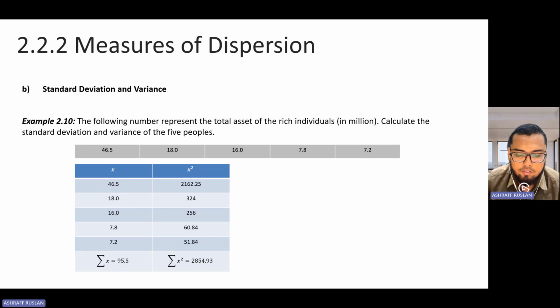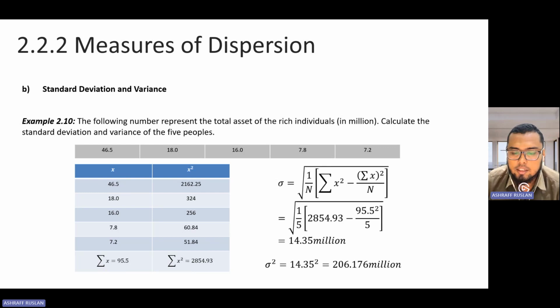So 2854 ni kita akan gantikan di dalam formula ini dekat summation of x squared. Okay, and then summation of x adalah inside the bracket here. The rest is just you press the calculator lah. So kalau you dapat try out example calculation here before we move on.